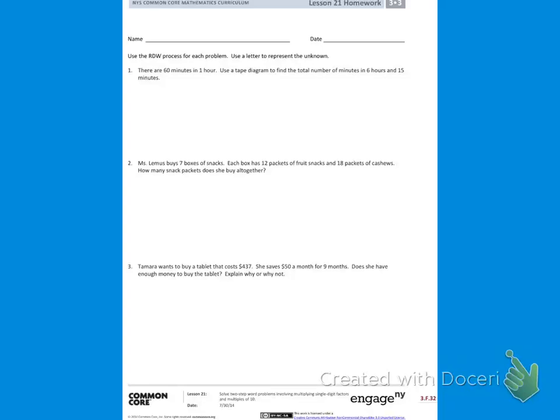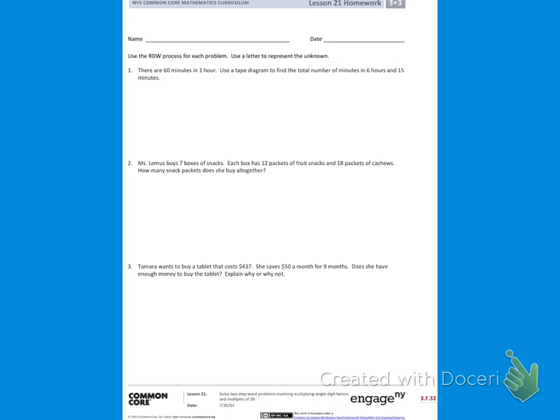Module 3, Lesson 21's objective is to solve two-step word problems involving multiplying single-digit factors and multiples of 10. The directions for this page say, use the RDW process for each problem. Use a letter to represent the unknown. RDW stands for Read, Draw, Write. That's the process we use when solving any word problem.